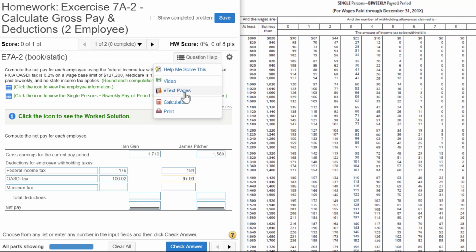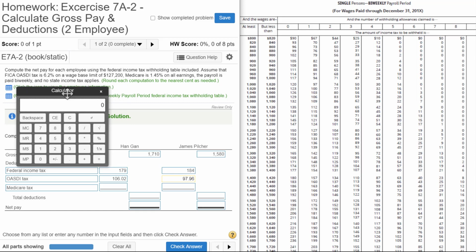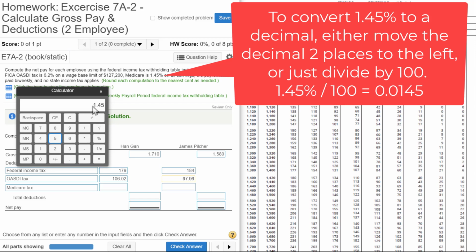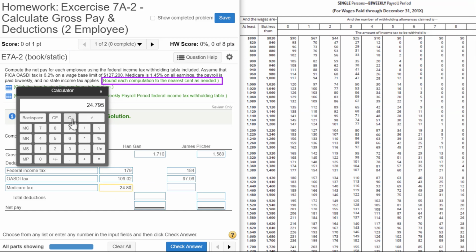And since we're going to do Medicare next, Medicare is 1.45. So to convert that percent to a decimal, we can move the decimal two places to the left or just divide by 100. So we're going to multiply 0.0145, which is the Medicare tax rate, times 1710, which gives us 24.795. Now this is currency, so we have to round this to the nearest penny. So that rounds to 24.80. And then we're going to do the same thing, 1.45 divided by 100 to convert it to a decimal, and then multiply that times James' gross wages of 1580, which equals $22.91.